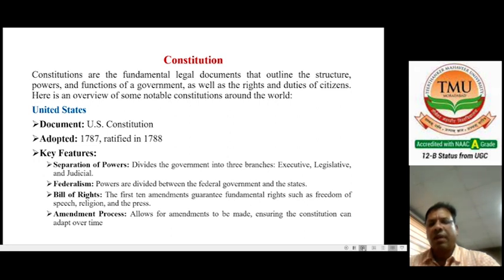That means great importance is given to the right to freedom, right to speech, religion, and press. The amendment process allows amendments to be made, ensuring the constitution can adapt over time. That means there is an amendment process in the US constitution, but the process is not very easy. There must be a two-thirds majority for amendments to the US constitution.